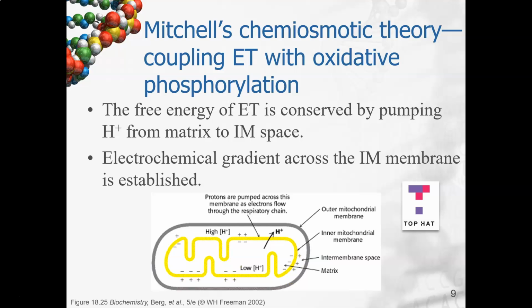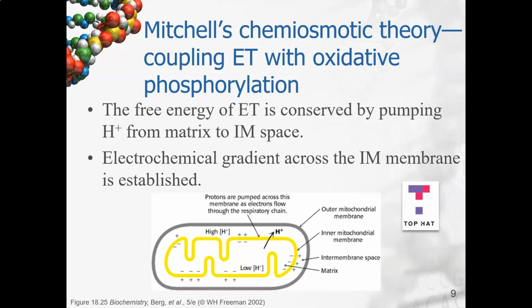So Mitchell's chemiosmotic theory explains how that occurs. What happens is that he proposed, and the experimental evidence shows that he is correct, and he in fact won a Nobel Prize for this work, that while electron transport is happening, protons are pumped from the matrix to the inner membrane space, and that establishes an electrochemical gradient across the inner mitochondrial membrane. Electric, because the protons are positively charged, and chemical, because we have a higher concentration of protons in the inner membrane space than we do in the matrix.